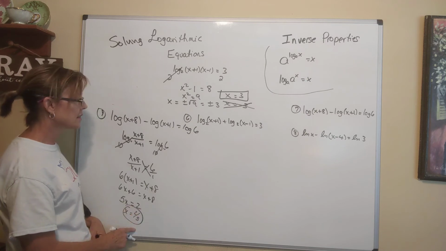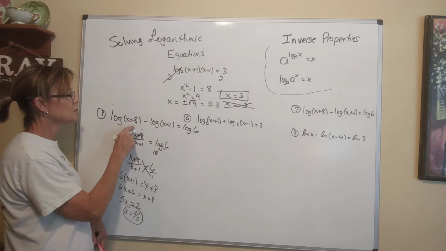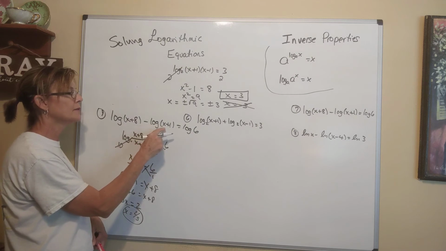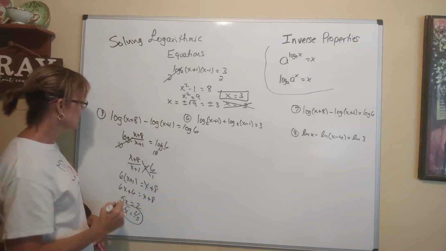Now, let me just double check that works. 2/5 plus 8 is positive. 2/5 plus 1 is positive. This is a good answer.